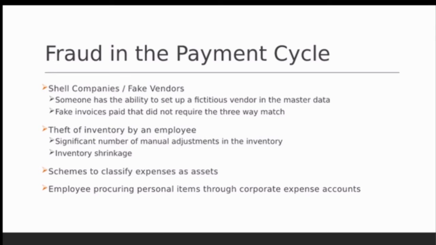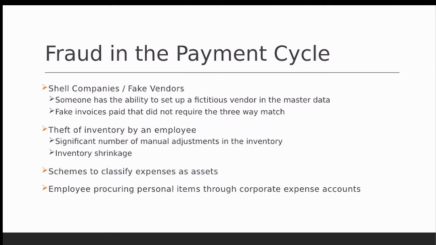If someone's really conniving, they can tell someone to set up that vendor, approve that invoice, and they've essentially approved an invoice to pay themselves. So there could be theft of inventory by an employee, like we said before. So if you see a significant number of manual adjustments in the inventory or excessive inventory shrinkage, then it's likely that you've got some sort of theft of inventory going on.